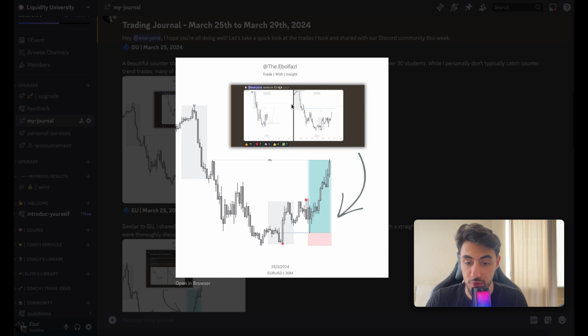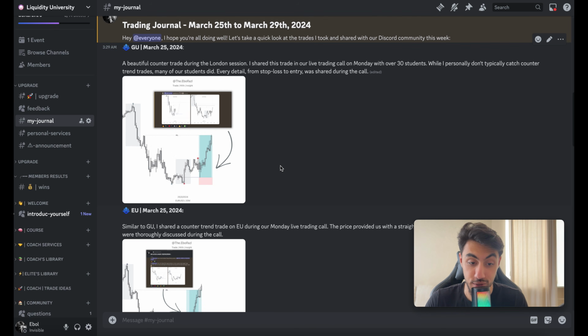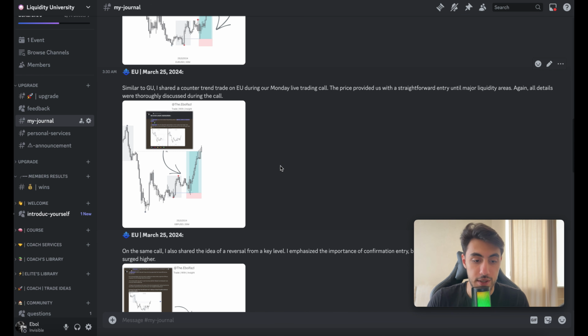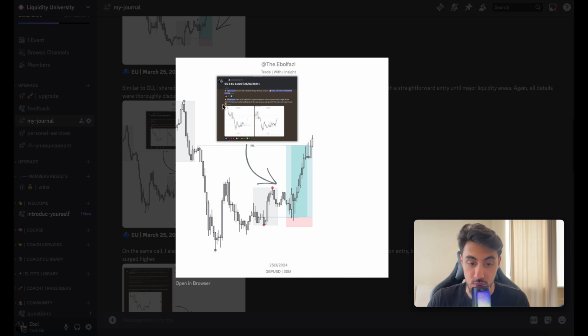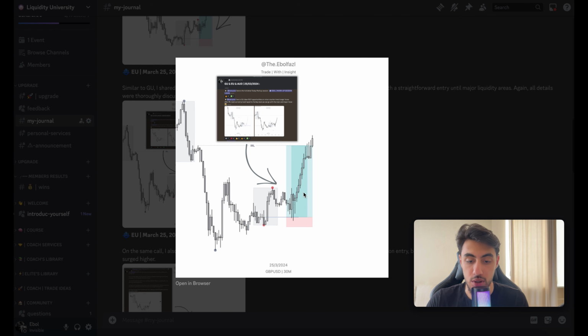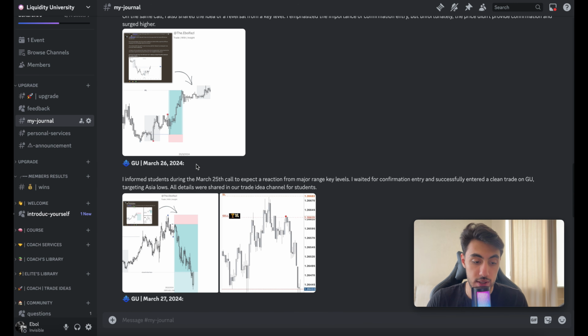We can have this beautiful movement here, and that happened. And a lot of you students caught this beautiful trade. I'm not a big fan of the counter trend, by the way. And for example, in the EU March 25. So yeah, I'm sorry, this is the GU and this is the EU. There was a problem here. Also on the GU, we caught this beautiful trade. I already announced it on the Discord to the students.